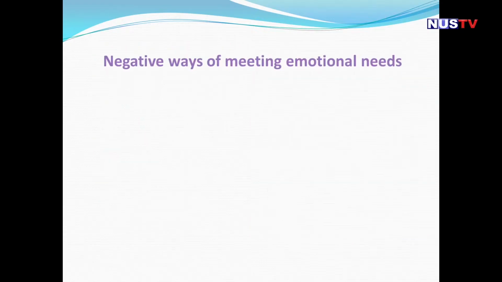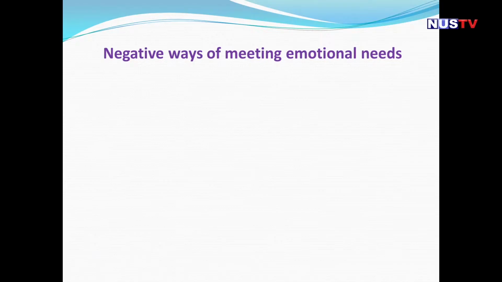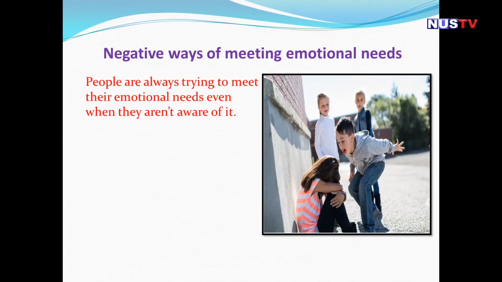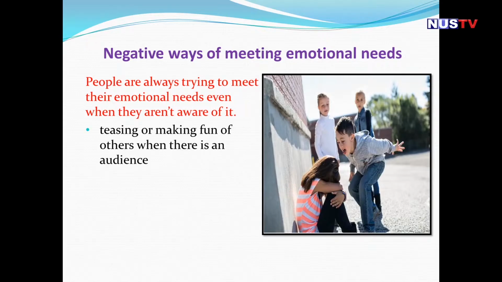Now, we're going to talk about negative ways of meeting emotional needs. People are always trying to meet their emotional needs even when they aren't aware of it. When these needs are not met, some people may find unhealthy ways to meet them. For example, teasing or making fun of others when there is an audience, or picking on others. These people may be trying to get their needs met, but in an unhealthy way. The comic show-off thinks that acting as they do is the only way they can get recognition.